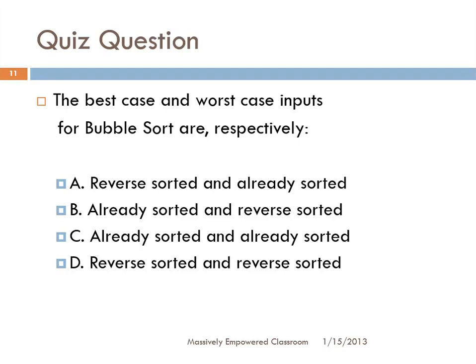Well, the right answer is B. If the input is already sorted, that is the best case because the number of swaps will be low. The number of comparisons will still be the same. If it is reverse sorted, that is the worst case because maximum number of swaps will happen. But the number of comparisons will be the same for both. That is bubble sort for you.